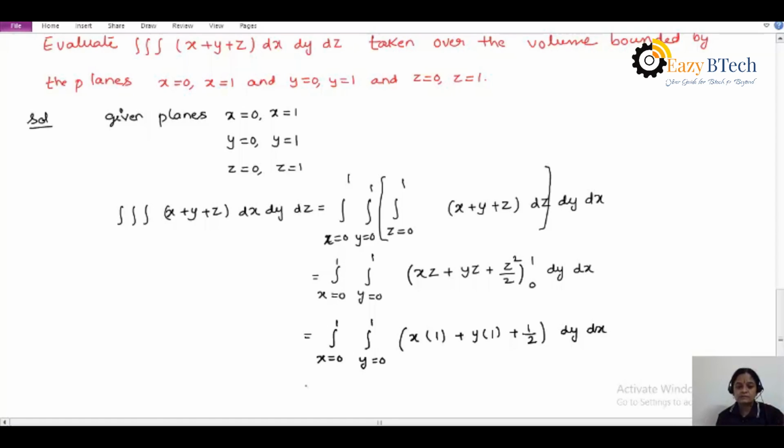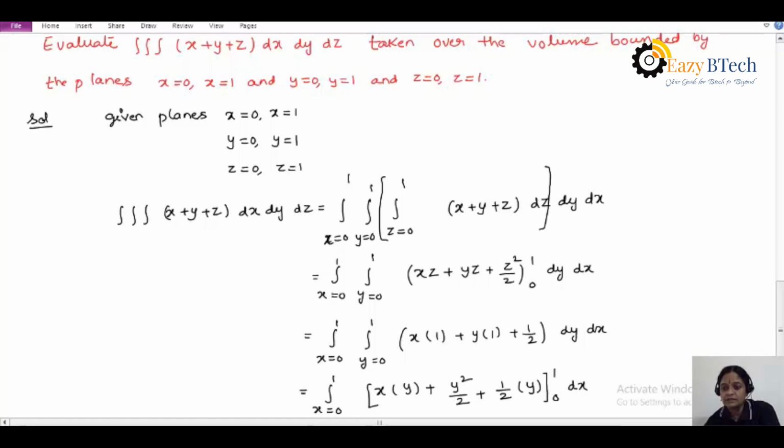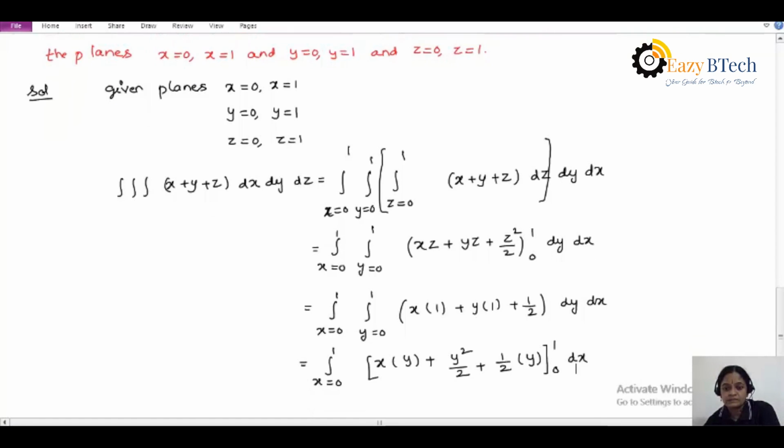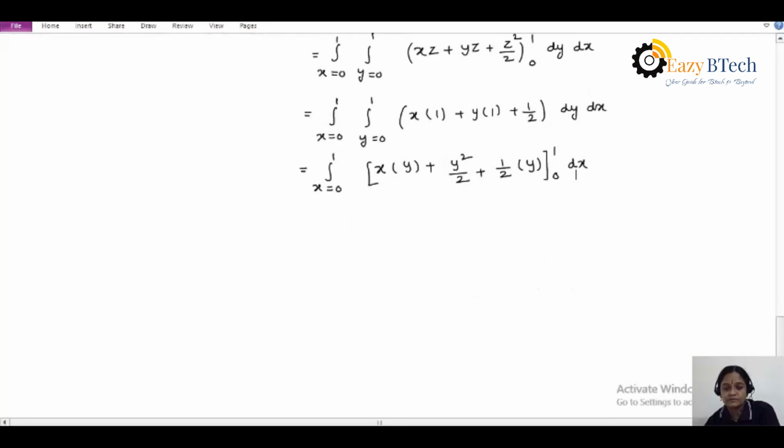Okay. So next I am doing integration with respect to y here. So x is constant. For x, the integration with respect to y is xy, and for y, the integration is y square by 2, and for 1 by 2, the integration is y, within the limits 0 to 1, and into dx. Okay, now substituting the y limits here, only y limits, I am doing the substitution.